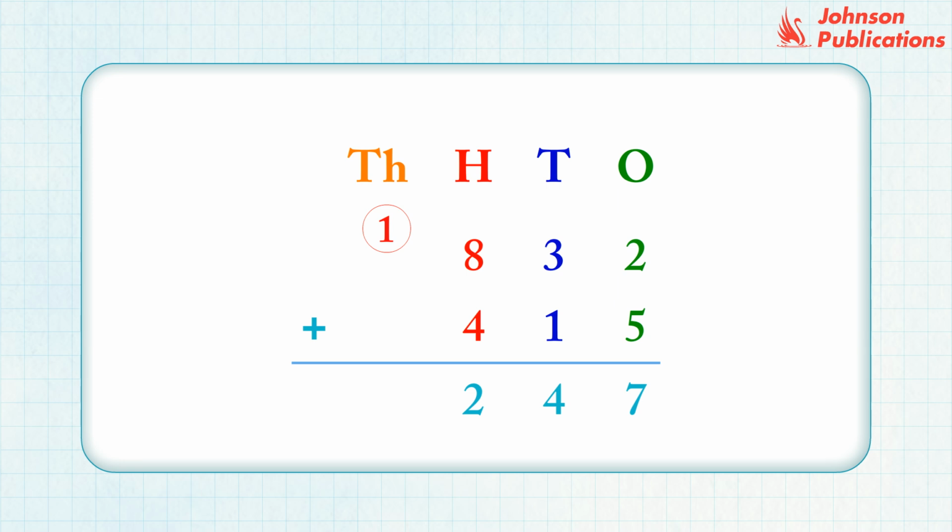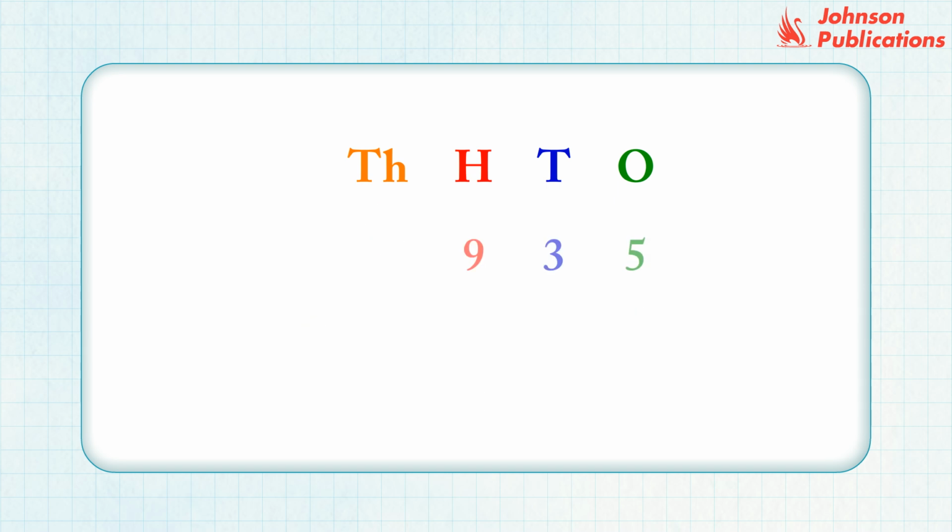Step 4. Add the thousands. 0 plus 0 plus 1 thousand is equal to 1000. Write 1 in the thousands place. Thus, the sum is 1247. Now, let us add these two numbers.